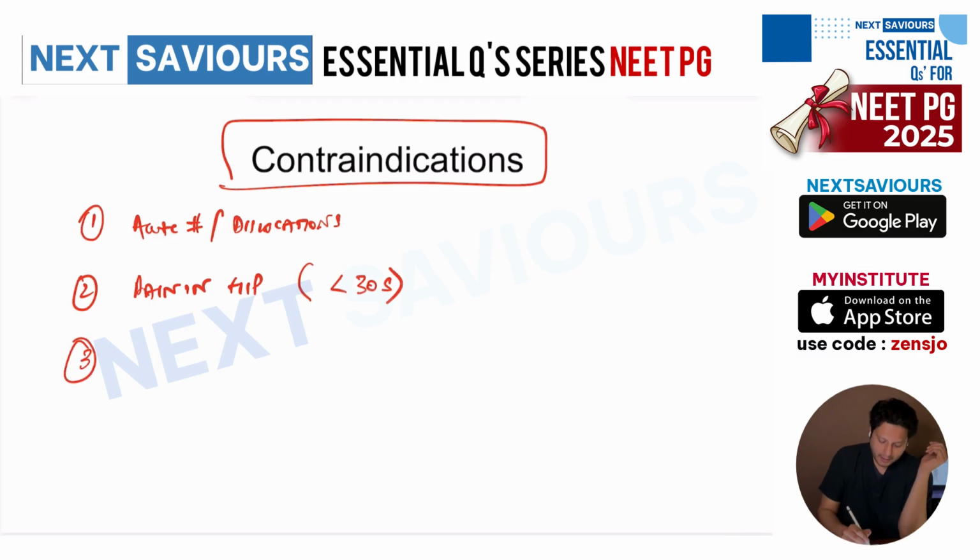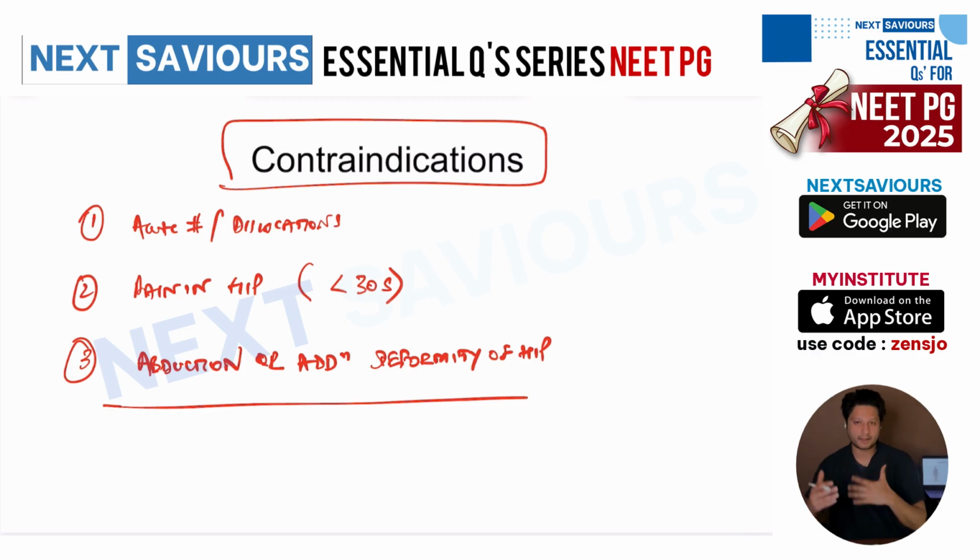Point number three, abduction or adduction deformity of the hip. Now here there is a catch: what exactly is abduction or adduction deformity of the hip joint and how are they responsible for getting us no inference out of this Trendelenburg test.